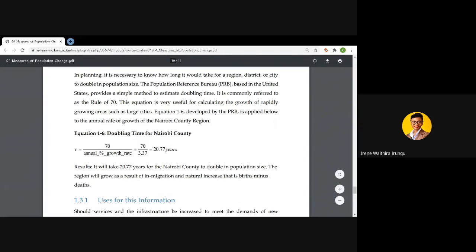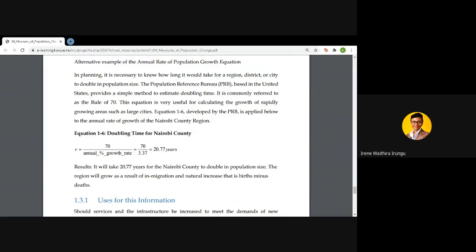Again, we can also go ahead and determine what we expect if that is the current prevailing annual growth rate. When can we expect the population to actually double? So in determining that, we take it to be 70. So 70 is a constant. Our 70 there simply represents the logarithm of 2. Why we're using 2 is simply because we want to determine the doubling time.